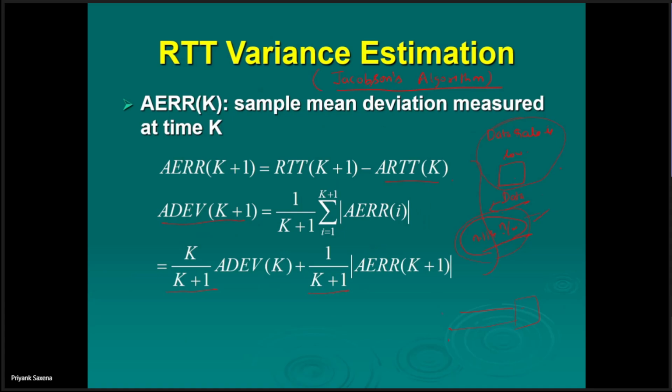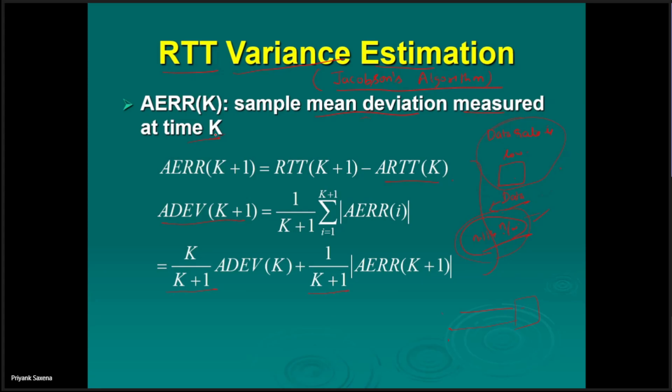There is another thing, which is basically the variance estimation, RTT variance estimation. So what is the variance? Variance is basically the sample mean deviation. How much it is deviating from the mean, from its average value, right? It is measured at time k. So that is what we are calculating here. The average deviation for k plus 1 is this: RTT k plus 1 minus ARTT k. That is the sample mean deviation measured at time k.